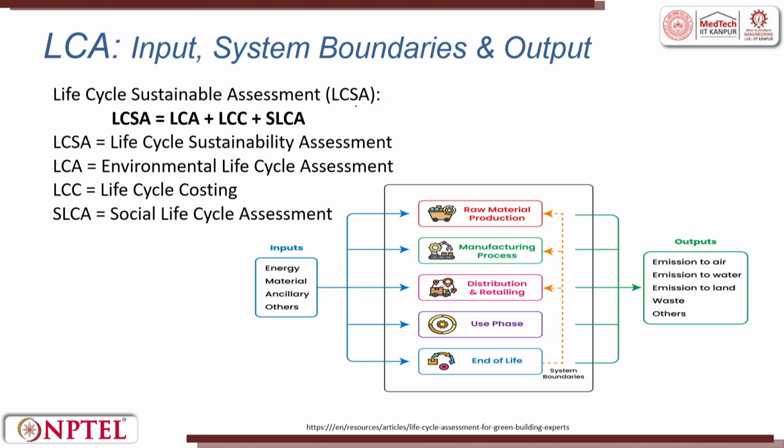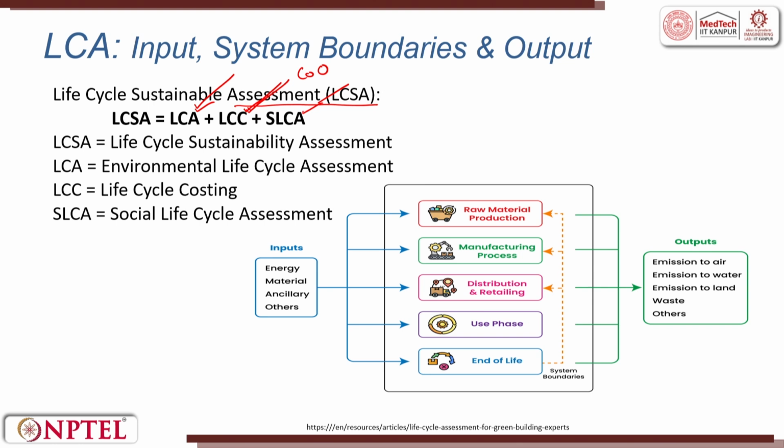Life cycle sustainable assessment, just to put a relationship: the complete sustainable assessment is the sum of life cycle assessment plus life cycle costing plus social life cycle assessment. These are different components that you can see. Life cycle costing is talking about the cost of ownership. Cost of ownership, I will talk about in the last lecture when I talk about the metrics of life cycle assessment or metrics of sustainable manufacturing. What is cost of ownership? It is life cycle costing.